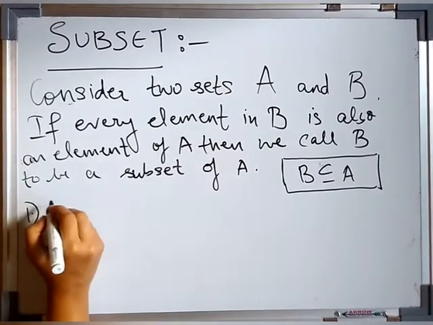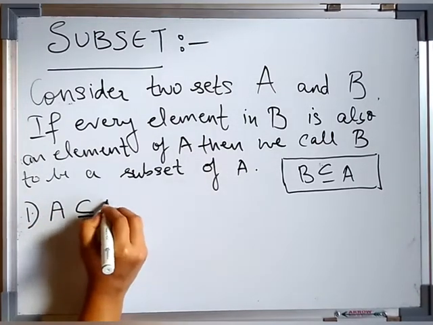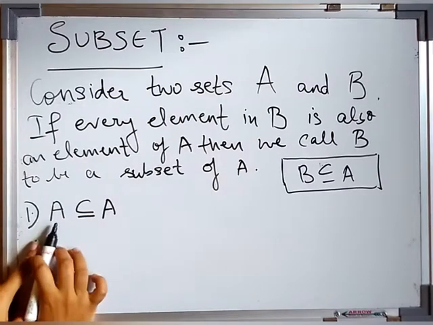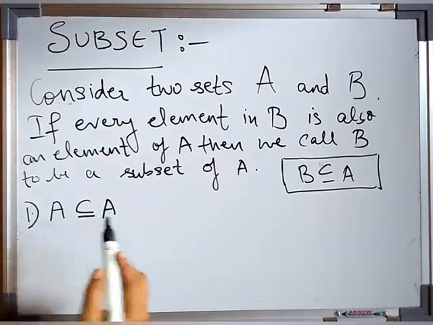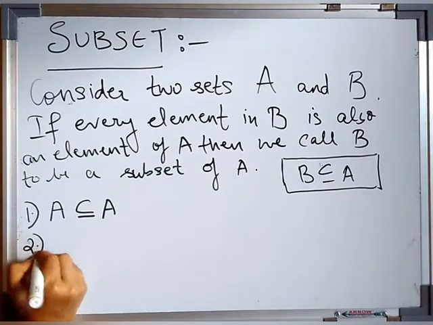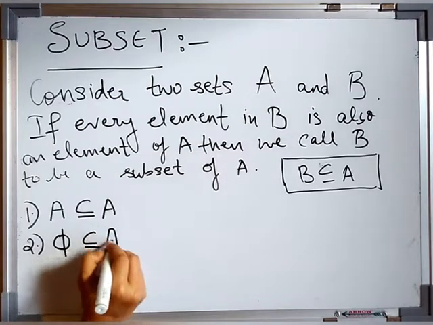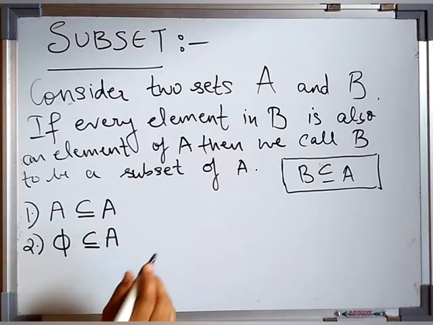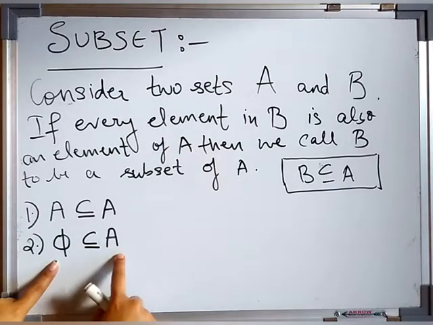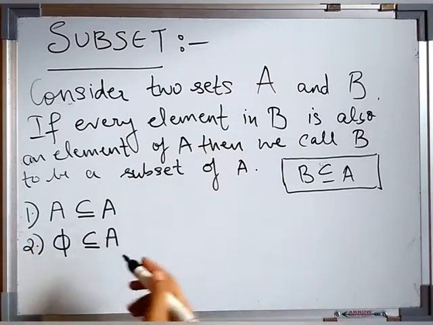The first property is that A is a subset of itself. That means every set is a subset of itself, because every element in A is also an element in A. So A is a subset of itself. The second property is that the null set is a subset of every set. Here A represents any set. So every set will have the null set as its subset. Null set means no element. So no element is a subset of some elements.